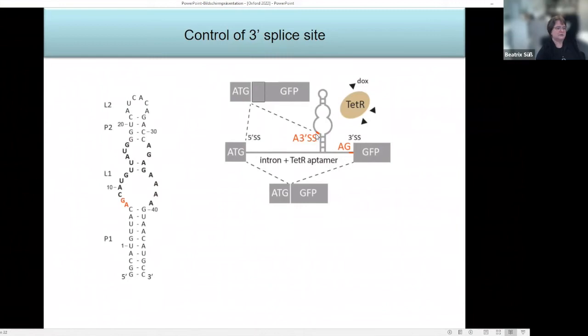And if this one is used, then we have splicing between here and here. So this means we have an ATG, and then we have GFP with additional amino acids, the sequence here translated into amino acids. So some additional amino acids and additional information at the end terminus of the protein.